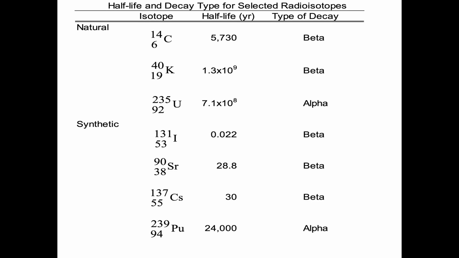These are just some examples of half-lives and how they decay. So carbon-14, you may have heard of, beta decay, it's about 6,000 years. Potassium-40, a billion years. That's 700 million years. Some synthetic ones, I-131, 0.022 years. So you'd have to do the math on how long that is. 28 years, 30 years, 24,000 years. So it just depends. Some are much more stable than others.